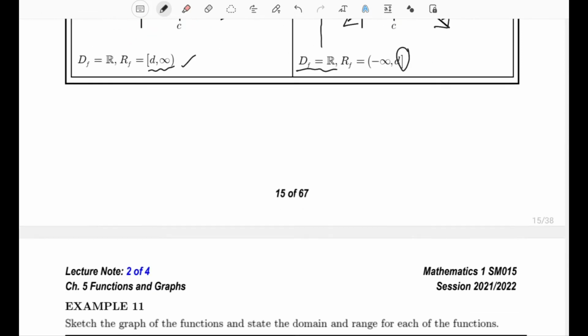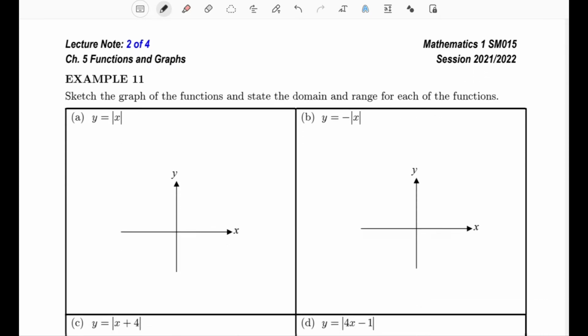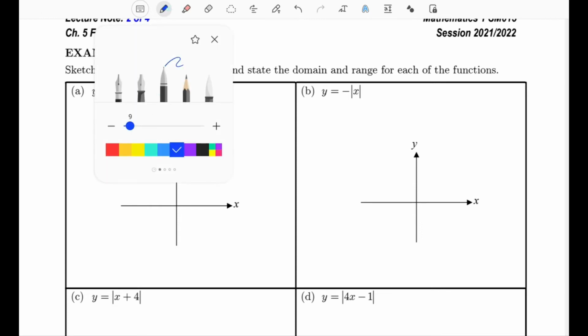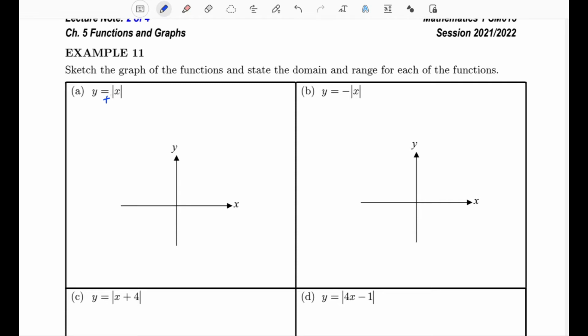Right, let's look at the example. Example 11. A, sketch the graph of the functions and state the domain and range for each of the functions. So y equals modulus x. Definitely your a is positive here, so behind here plus 0. I would say the graph is definitely something like this, pointing upward. So we have the minimum point, which is going to be (0, 0). Something like this.